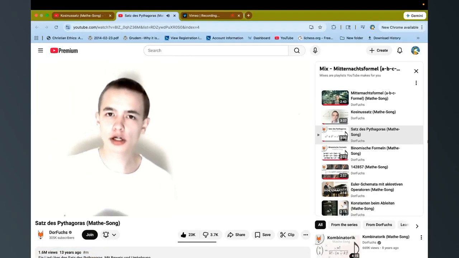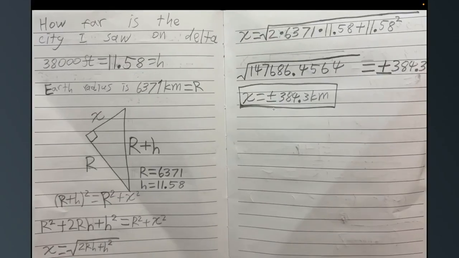Thanks to the Pythagorean theorem, we are able to find the distance between me on the airplane to that city over there using the Pythagorean theorem. This is the logic behind it.